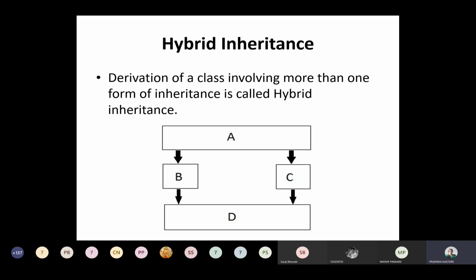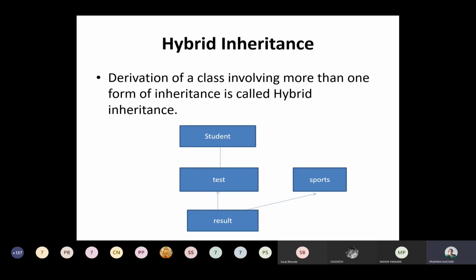Two types of inheritance need to be carried, and only then will it form hybrid inheritance. For that, we have shown one example which we have discussed.